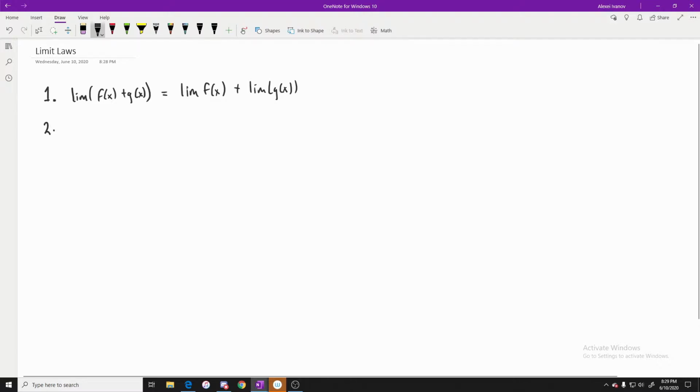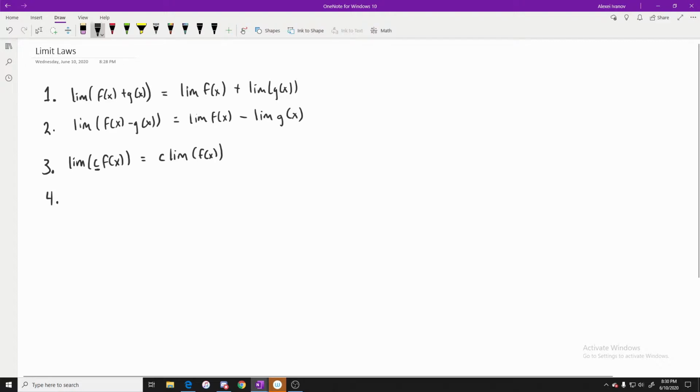Now the second law is pretty similar. It is the subtraction of two functions within a limit, and like you could guess, all we're going to do is subtract the two limits. Now the third law deals with the multiplication of a function within a limit. So if we have a function being multiplied by this constant called c, we can bring it outside of the limit, so we can multiply the entire limit by c.